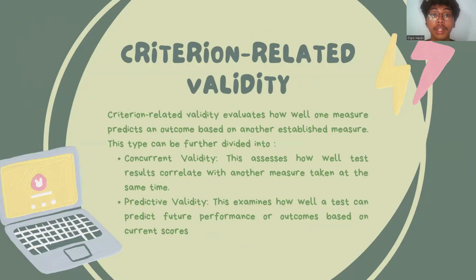Now, for the last one, criterion-related validity. Criterion-related validity evaluates how well one measure predicts an outcome based on another established measure. This type can be further divided into concurrent validity and predictive validity. What is concurrent validity? Concurrent validity assesses how well test results correlate with another measure taken at the same time. And what is predictive validity? Predictive validity examines how well a test can predict future performance or outcomes based on current scores.